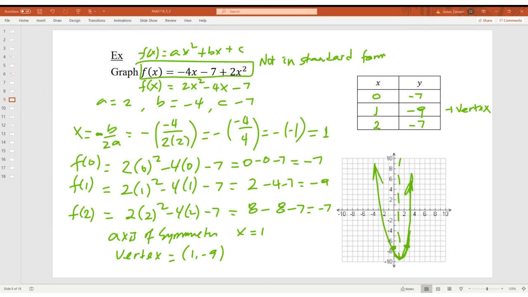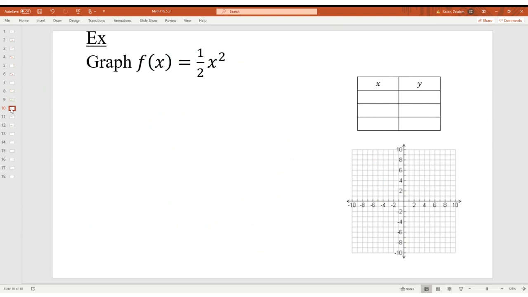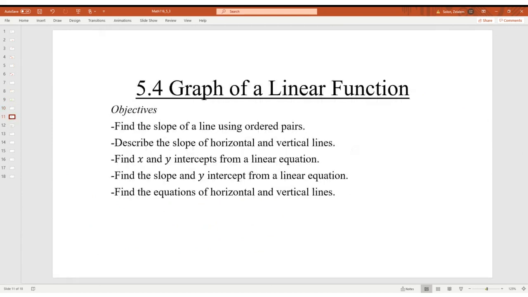Okay, so we are done with this topic. We are still on unit 5. And now let's go to the next topic. In the next topic, we are going to graph linear functions. That's our objective. Graph linear functions. So we'll learn how to find the slope of a line using ordered pairs. We'll learn what a slope is. Describe the slope of a horizontal and vertical line. So we'll talk about that also.